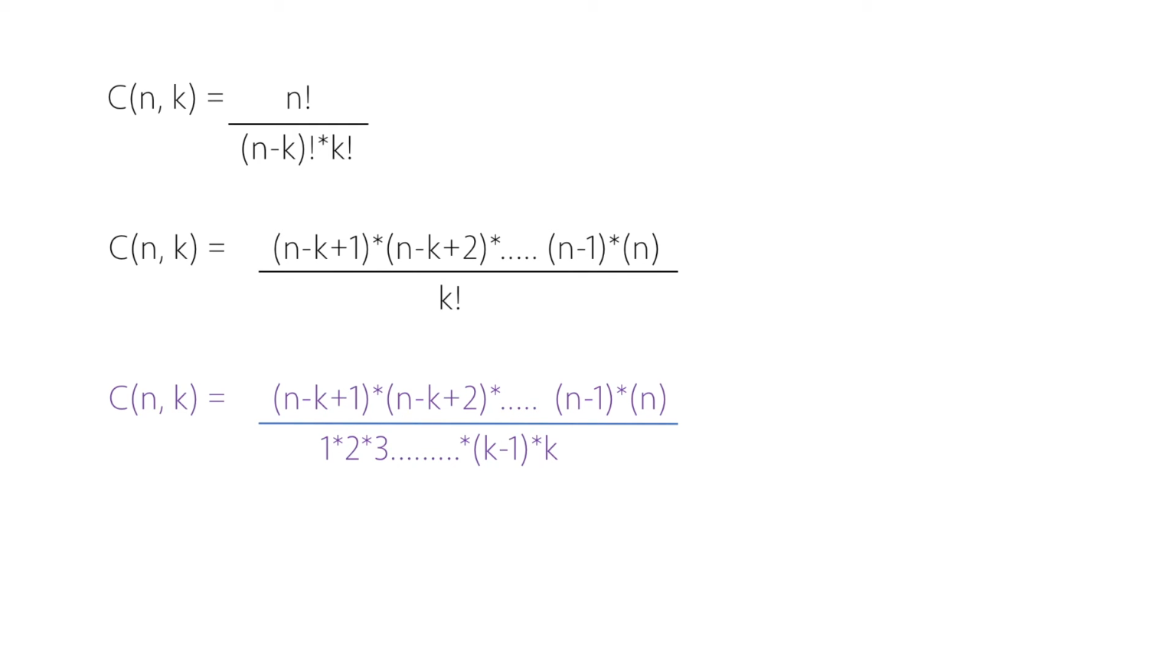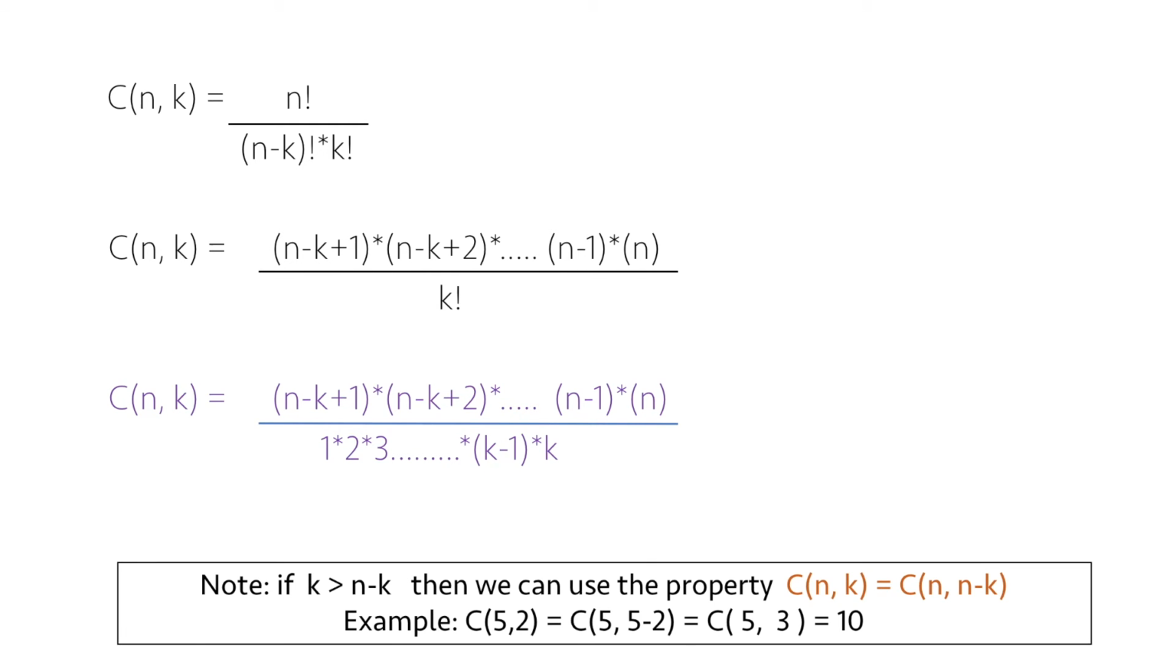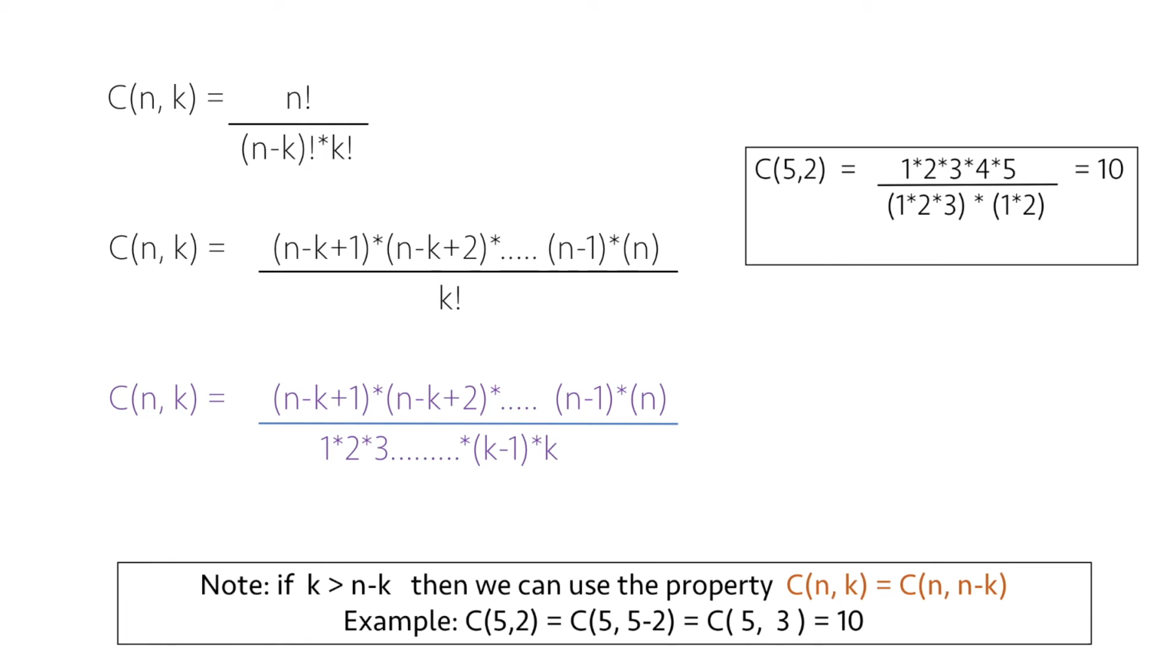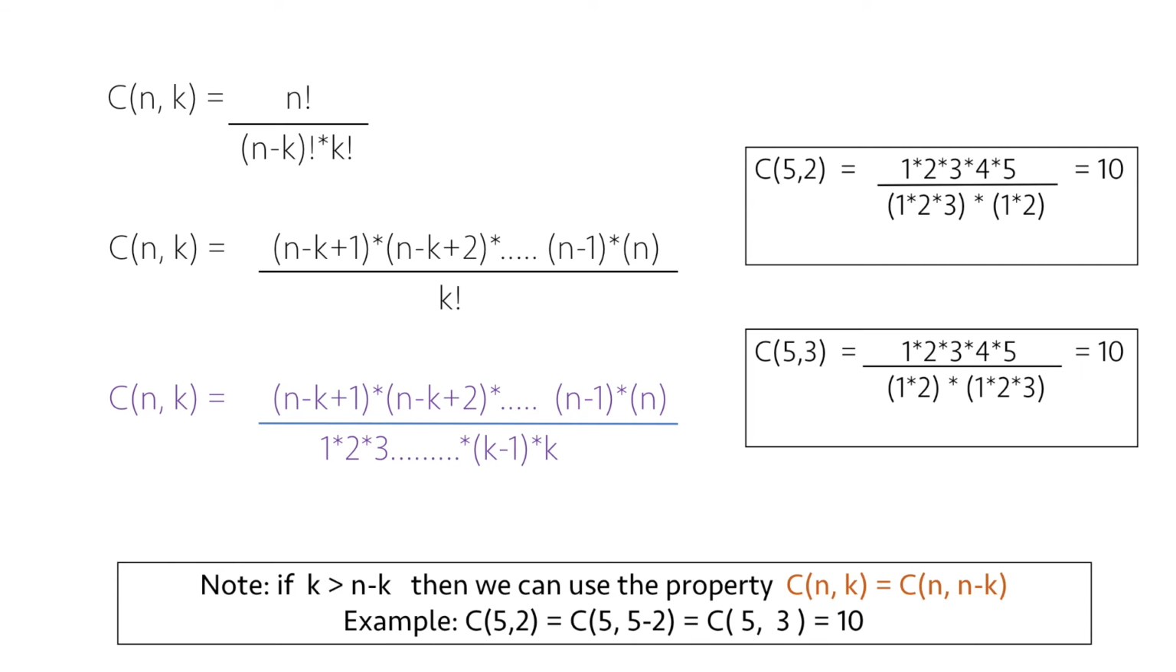But we can optimize it further by taking into consideration this property of binomial coefficients, that is the binomial coefficient of (n, k) is equal to the binomial coefficient of (n, n minus k). So first of all, let's verify this property using the example we took. We calculated the binomial coefficient of C(5, 2) and it came out to be 10. Now let's calculate it using our property, that is, we'll replace k by n minus k. Thus our k will become 5 minus 2, which is 3, and the answer would again come out to be 10.